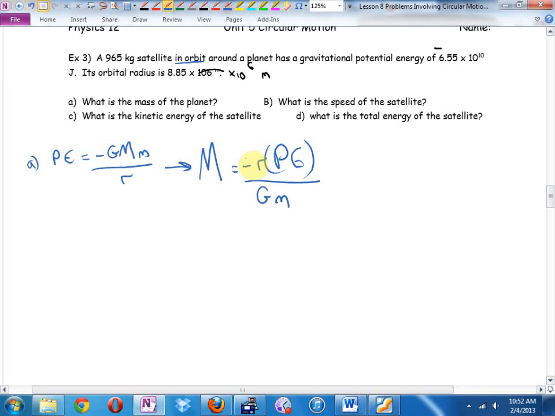Oh, and this is one more reason why the gravitational potential energy had to be negative, because that will bring in a negative, and I already have a negative. I want two negatives because I want my mass to be positive because it's a scalar. Right? Okay, let's crunch the numbers.